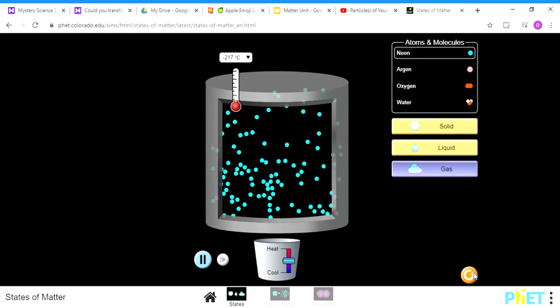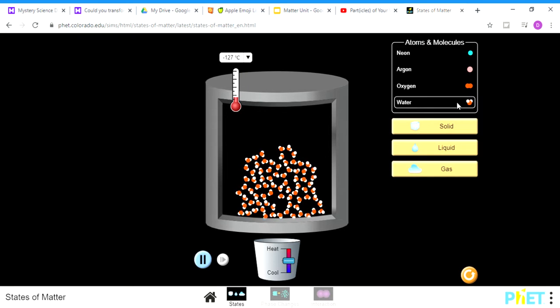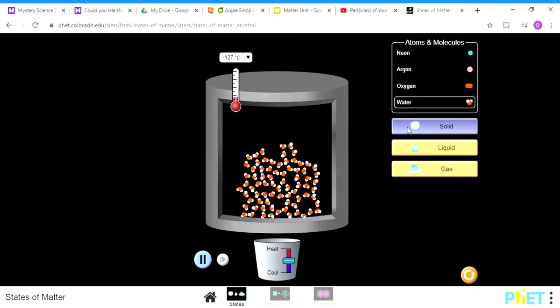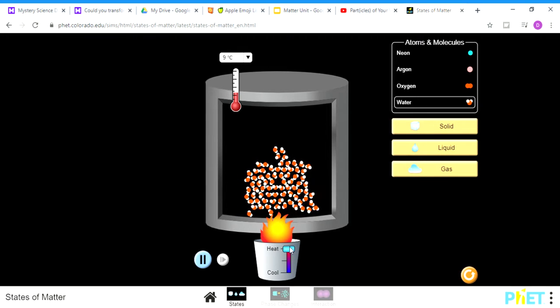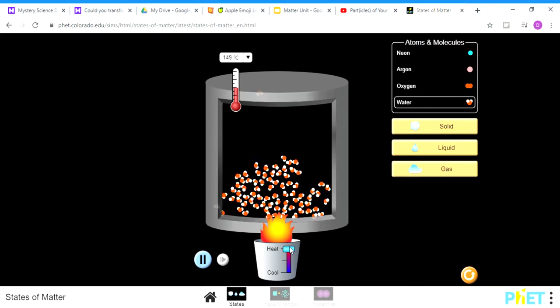So if I reset this, change this back to Celsius, and I'm going to click on water. So if I click on water, this is the solid state of water, as we see. So it's our ice cube. So if I decide I want to heat up my ice cube, you have to hold your mouse, heat it up, and what's happening? So my solid ice cube is now turning into liquid. So it's turning into water.